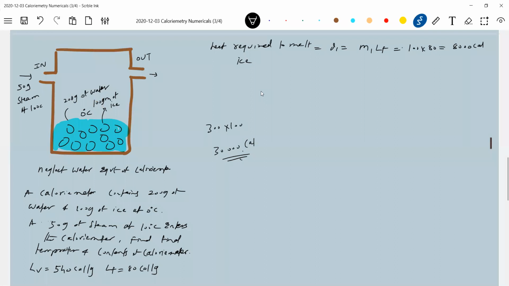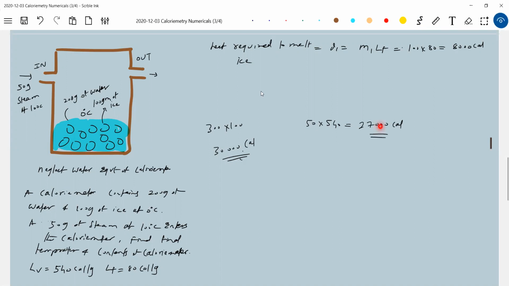So who can provide that? The steam, if it condenses. So 50 gram of steam. Okay, if the whole steam condenses, so 50 into latent heat of vaporization, how much is it? 540. How much heat is available? Anybody, the value? 27,000 calories.